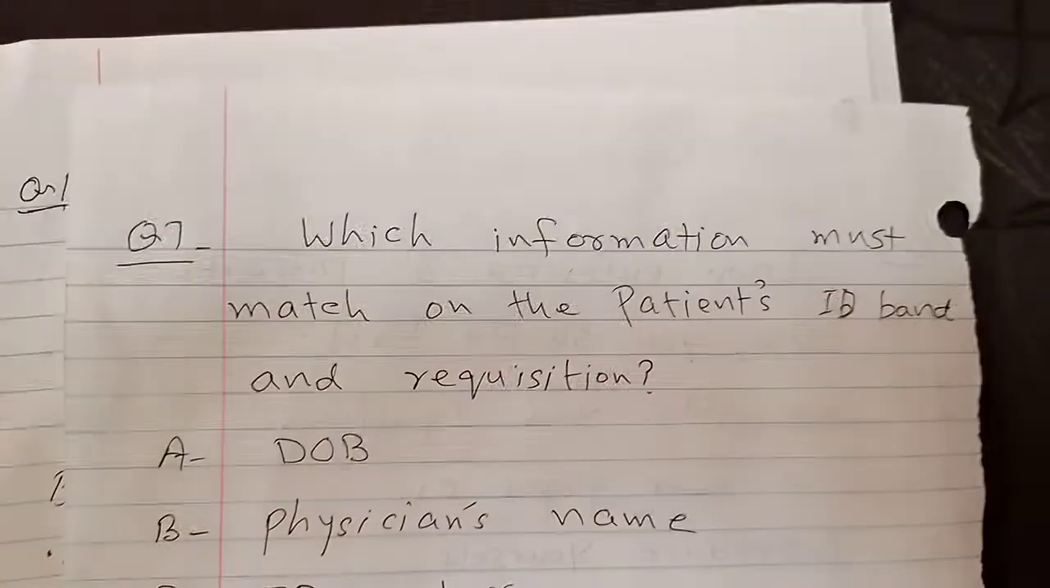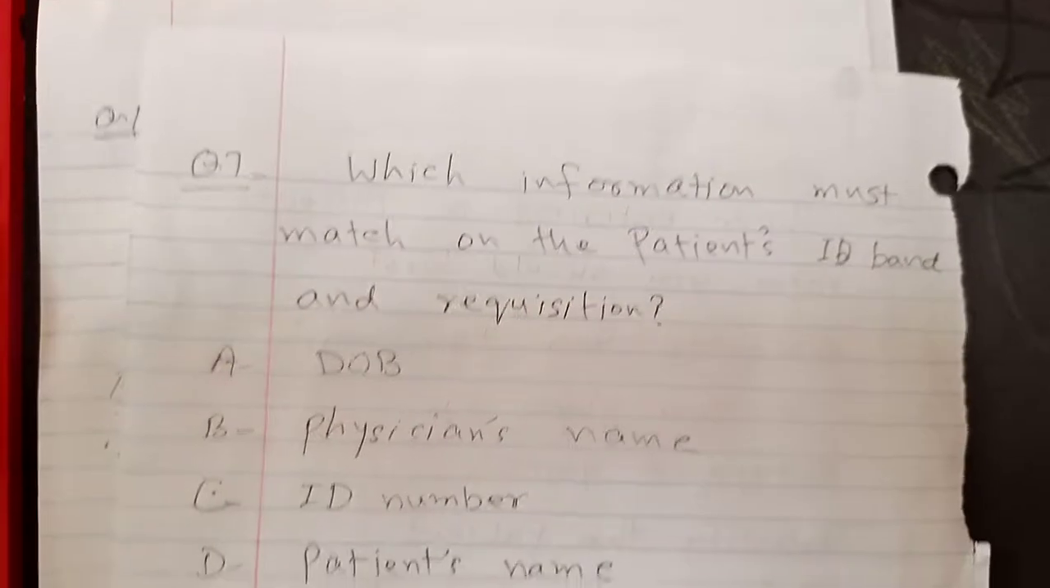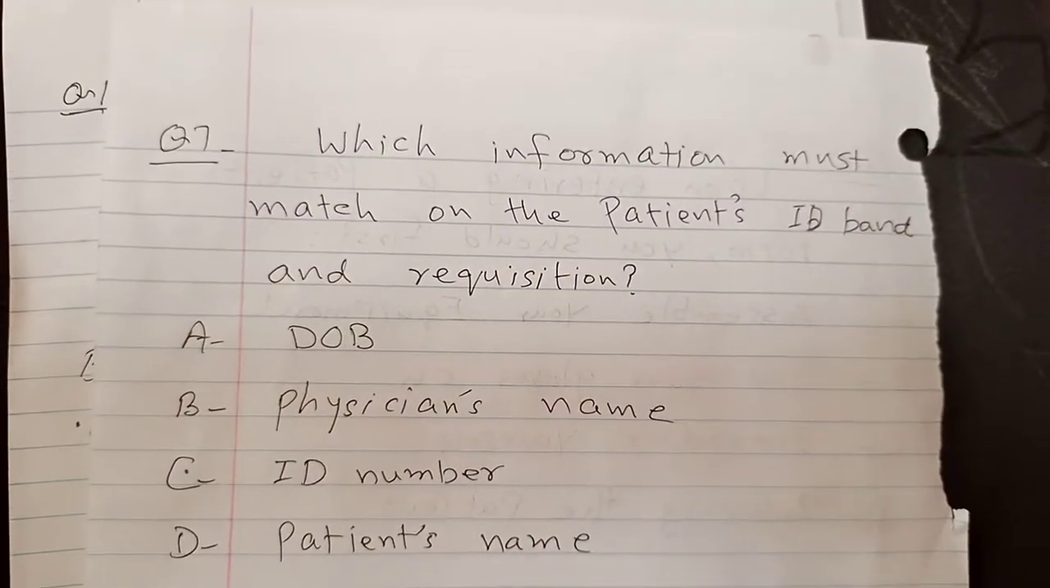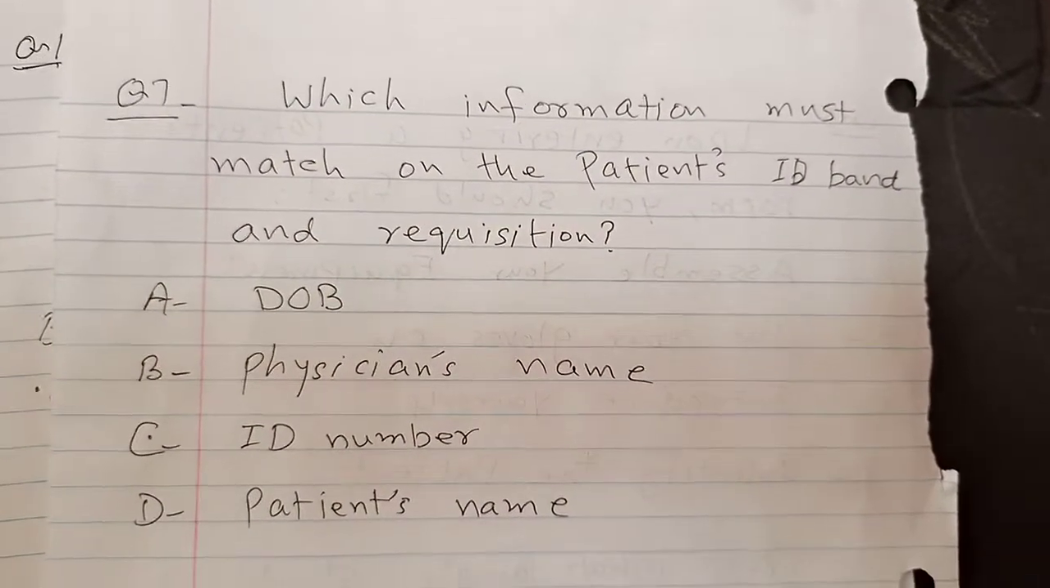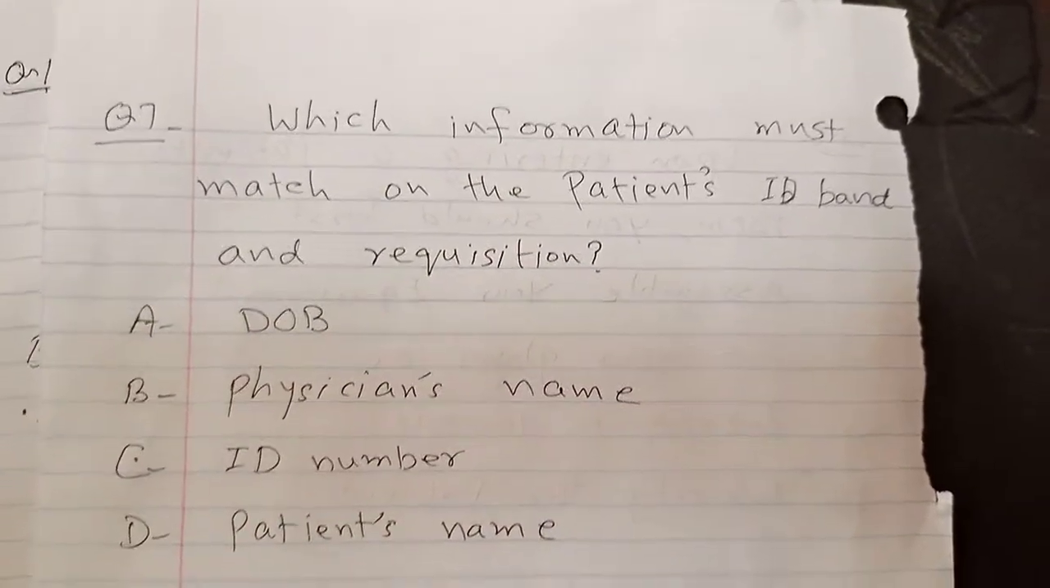Which information must match on the patient ID band and requisition form? Date of birth, physician name, ID number, patient name. The answer is C, the ID number should match.